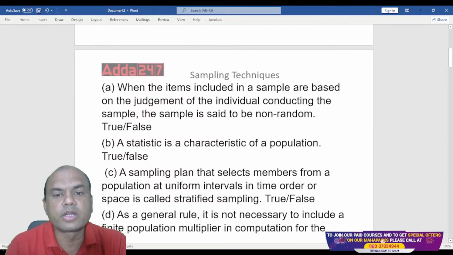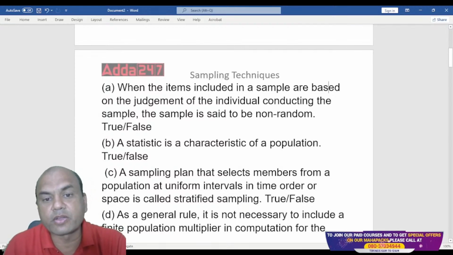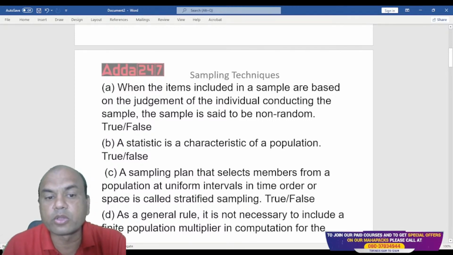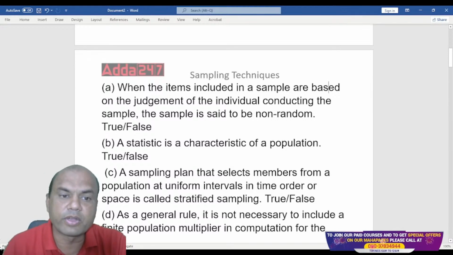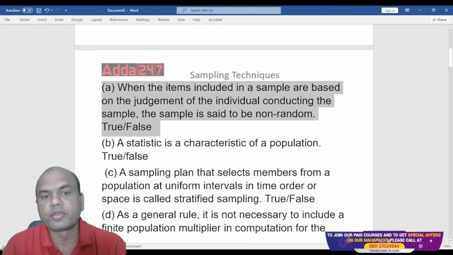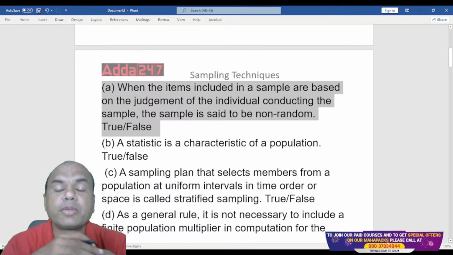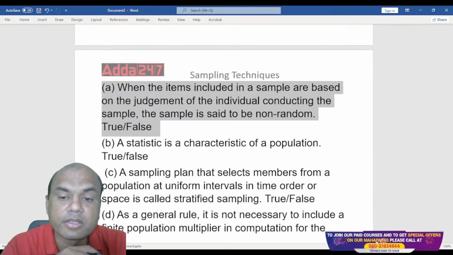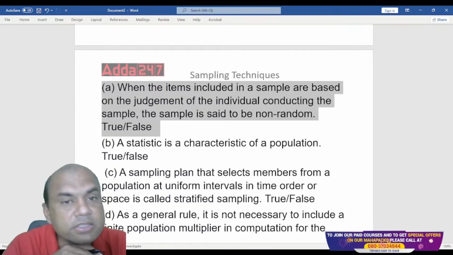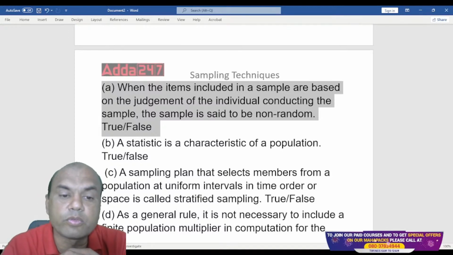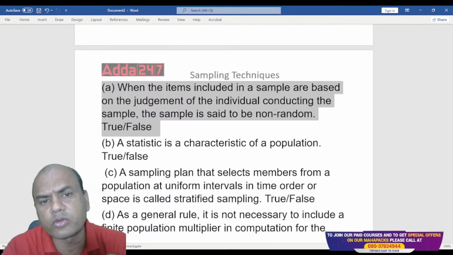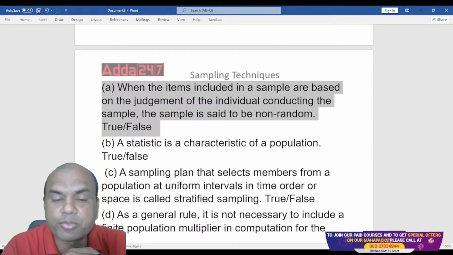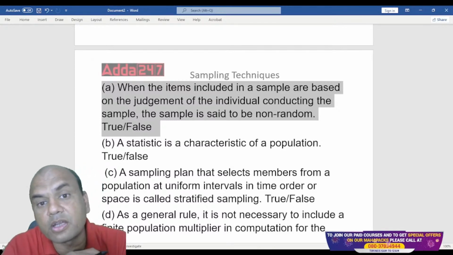When the items included in a sample are based on the judgment of the individual conducting the sample, the sample is said to be non-random. Is it true or false? We are talking of this A1 now. What do you say, guys? Type in the comment section true or false. I want the answer only in true or false. Judgment of the individual conducting the sample.